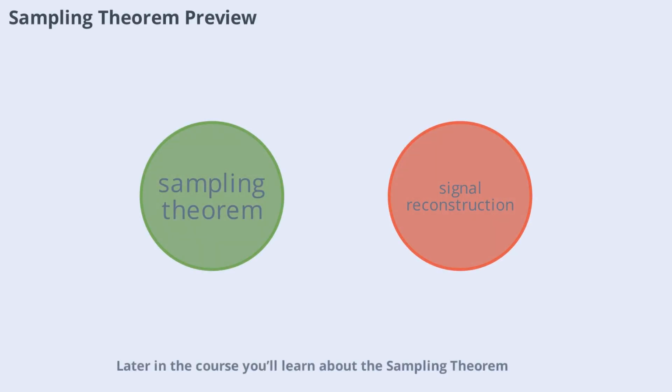Later in the course, you'll learn about the sampling theorem, which defines the conditions for perfect signal reconstruction. This theorem is foundational for digital signal processing, ensuring that continuous signals can be accurately represented and recovered from their samples. Stay tuned for a deeper exploration of this critical concept.